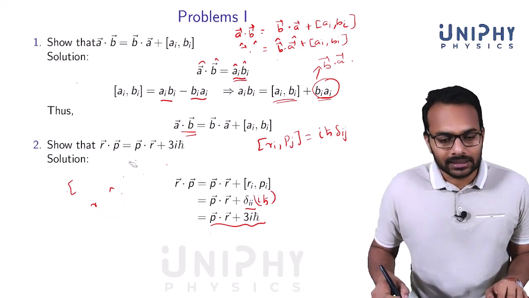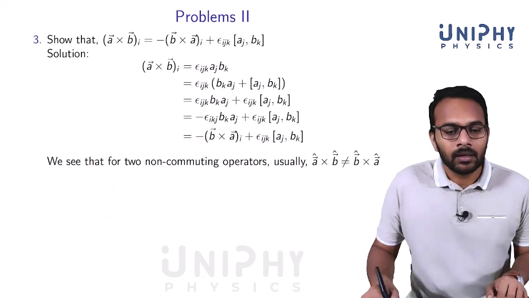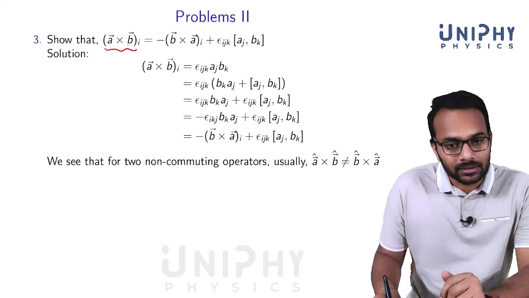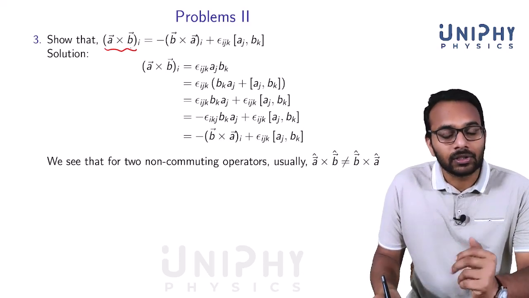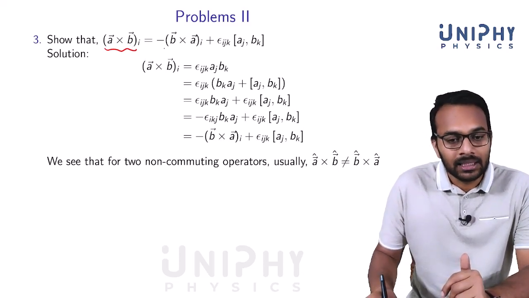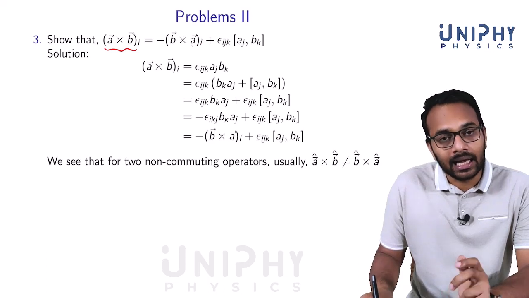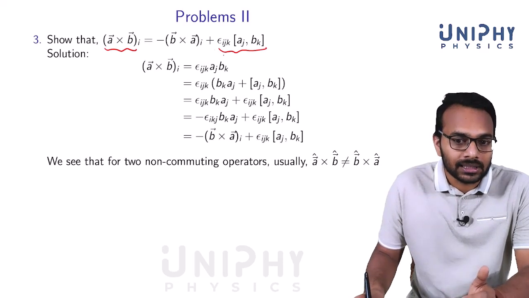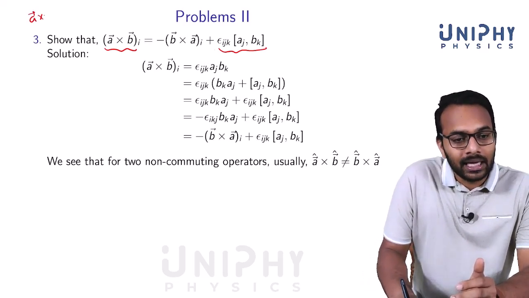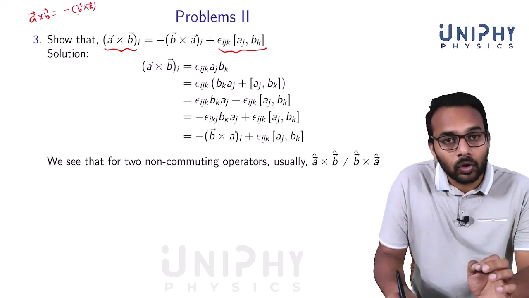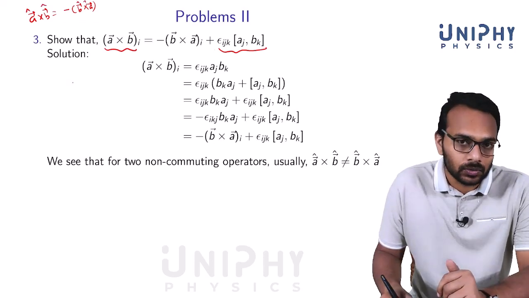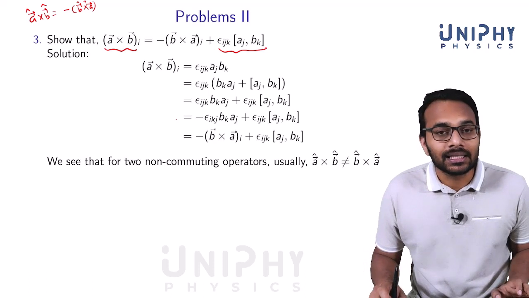Okay, so that's done. What do we have here? We showed that the ith component of A cross B, and you know that A cross B is a vector, is equal to the ith component of minus B cross A, plus an extra term here involving a commutator. Normally for vectors, A cross B is equal to minus B cross A. This is for normal vectors, but for vector operators, this is not generally true.